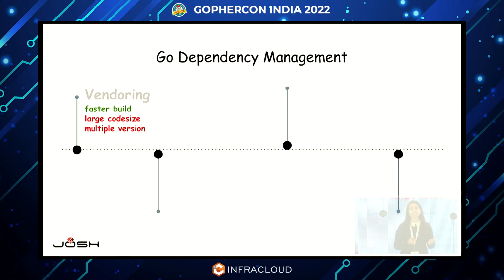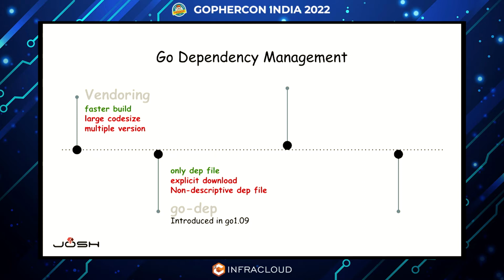If we see the journey of dependency management tools, the first tool they tried was vendoring. Vendoring introduces a folder in your Go code where all the dependencies are stored statically. There are some pros and cons. The pro was that the build was quite faster because all the static libraries were available in your code. But there were more cons: the code base grew very large, and we could not use multiple versions of the same libraries. Then the Go community started using GoDep since 1.9.